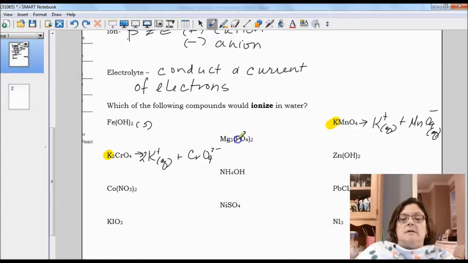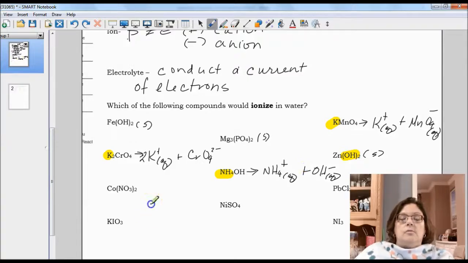Magnesium phosphate. Phosphate's almost always insoluble, and this is no exception. Zinc hydroxide. Hydroxide's almost always insoluble. That guy's no exception. Ammonium hydroxide, though, ammonium is going to be soluble, so he will ionize. He will form ions, or we say dissociate. I tend to say dissociate, just so you know.